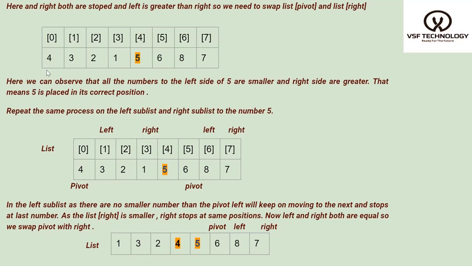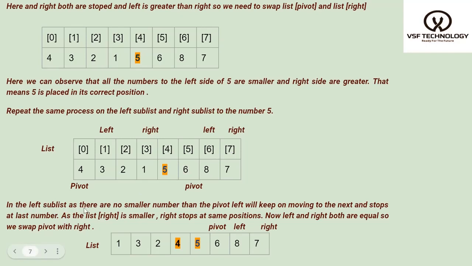So we have the first sublist from index 0 to index 3 and the right sublist from index 5 to index 7. In the first sublist, the pivot element is 4, left is index 1 and right is index 3. In the second sublist, the pivot element is 6, left is index 7 and right is index 7.